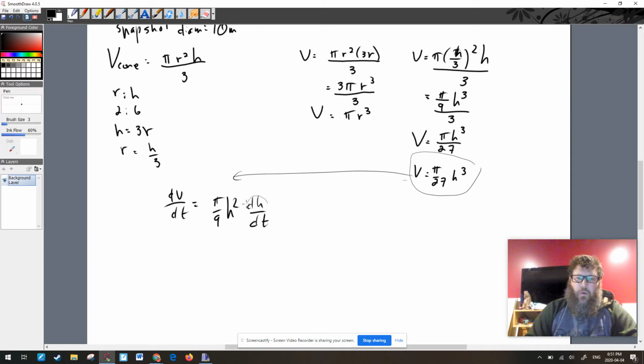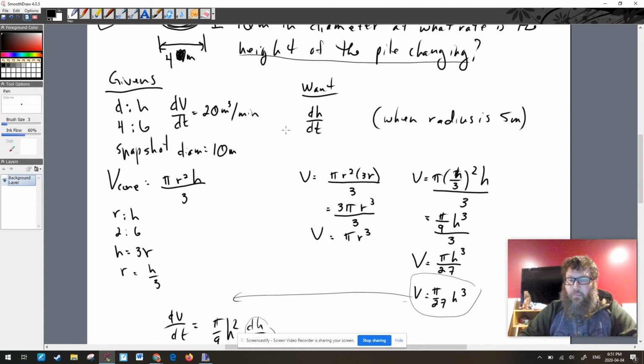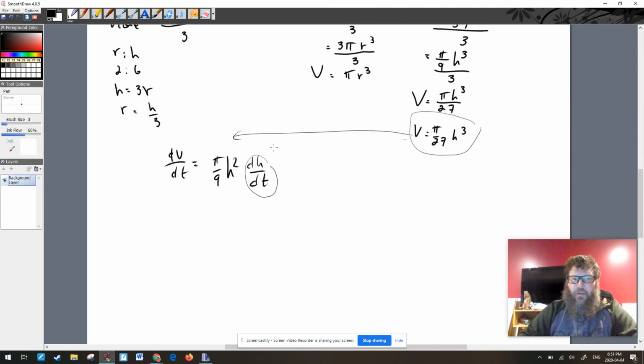So this is what we're actually interested in, right? dh by dt, which is lovely. dv by dt, we know, was given as 20 cubic meters per minute. So I can come down here and substitute. I can say dv by dt is going to be 20, and it's positive because the volume is increasing, is going to be equal to pi by 9.